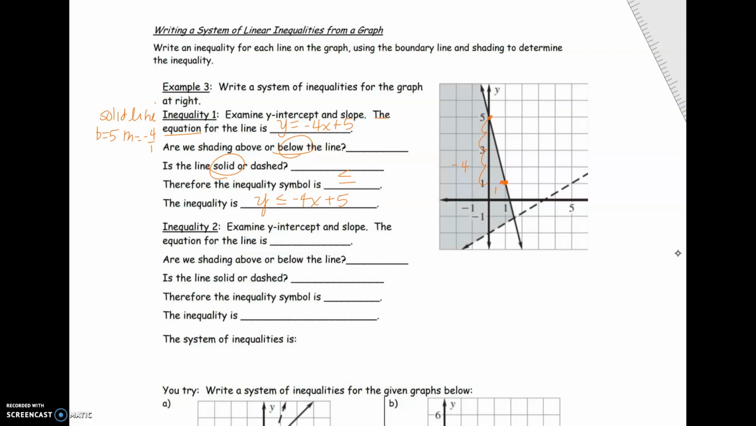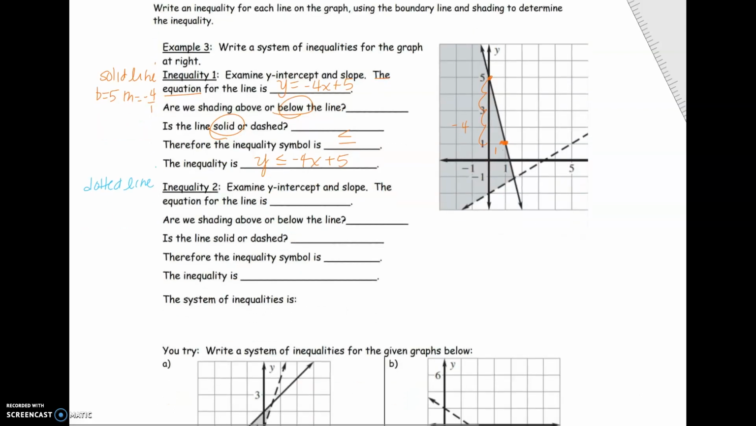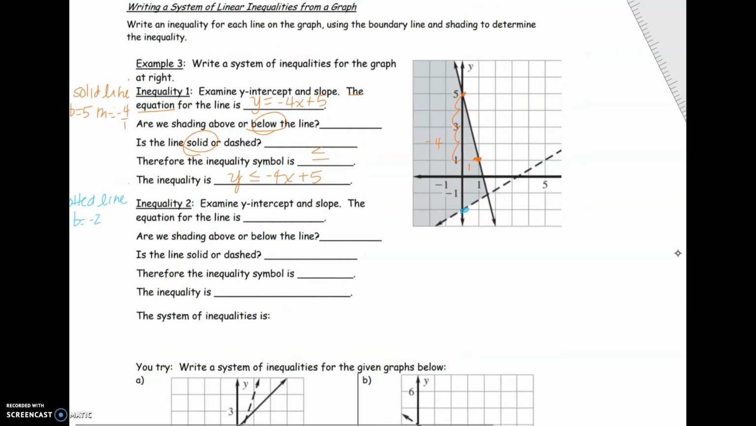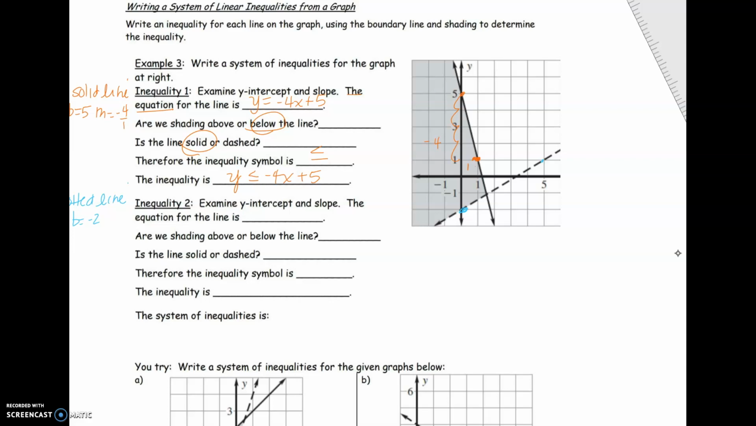All right, let's go to the dotted line and do the same thing. It's hitting, it looks like, at negative 2, so b is negative 2. And then let's see what's happening here to get to another point. I'm gonna do this one right here for sure. So it's going up 1, 2, 3, and that's going right 1, 2, 3, 4, 5. So my slope is 3 over 5. So I get y equals, I asked for an equation again, 3/5 x minus 2.